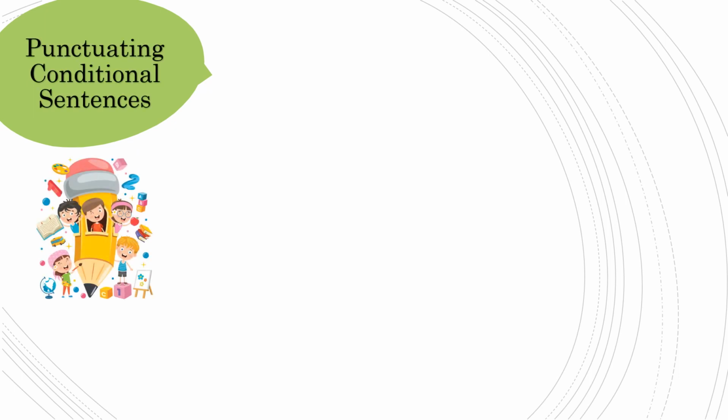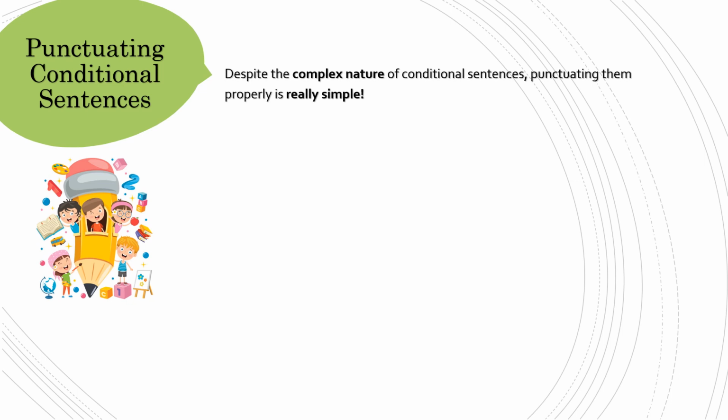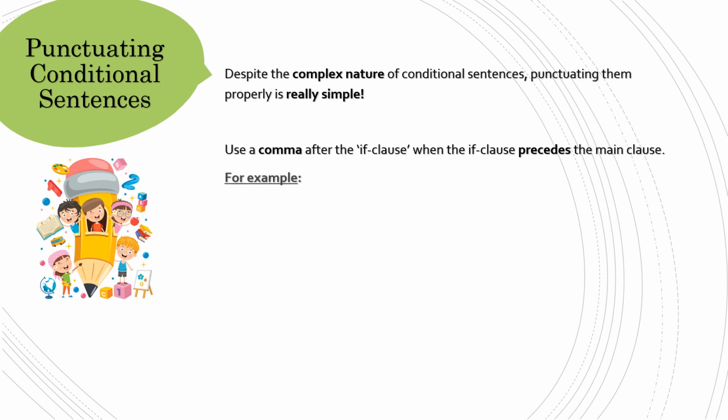Punctuating conditional sentences. Despite the complex nature of conditional sentences, punctuating them properly is really simple. Use a comma after the if clause, when the if clause precedes the main clause. For example, if I'd had time, I would have cleaned the house.